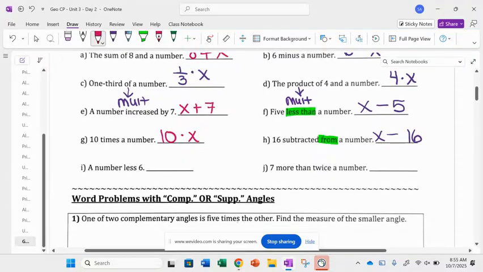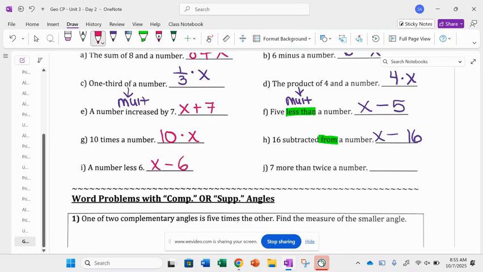All right, now letter I. A number less 6. Does it say a number less than? No, it just says a number less 6. So our number is x. Less means minus 6. No flip-flop there because it doesn't have that THAN.